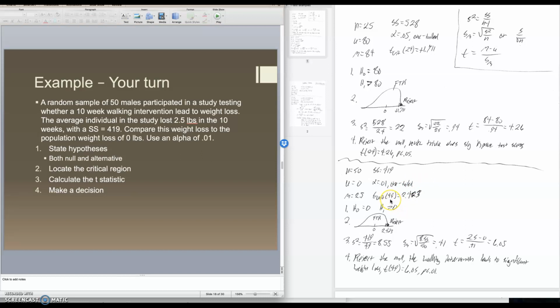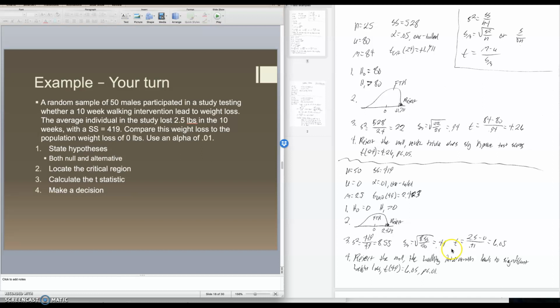T critical technically has a DF of 49. I used 40 and got 2.423. Null and alternative similar to above, equal to, and then greater than for the alternative. If it's above 2.423, we're going to reject. You can see down here, I found variance using 419 over 49. Variance is 8.6. Throw that all under the square root over n. You get an estimated standard error of 0.41.